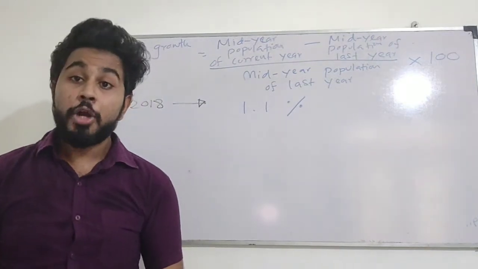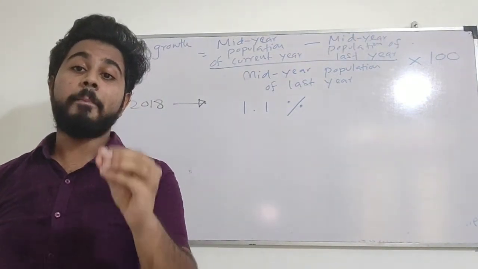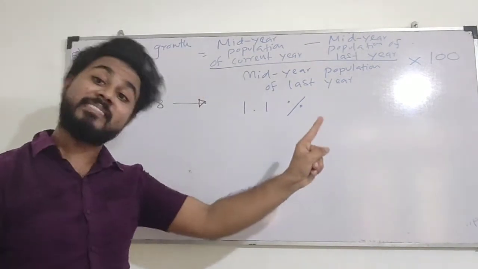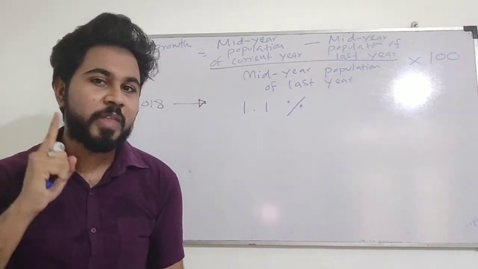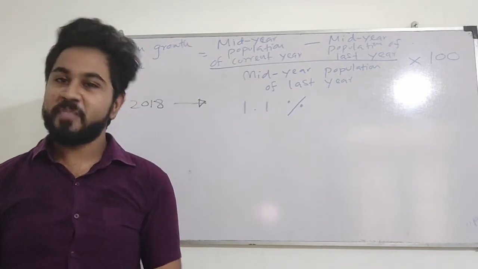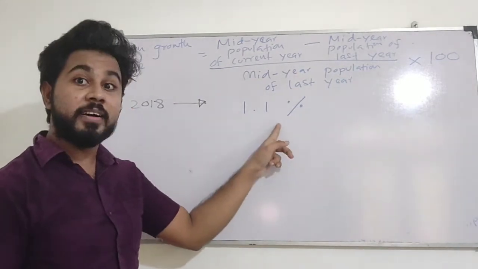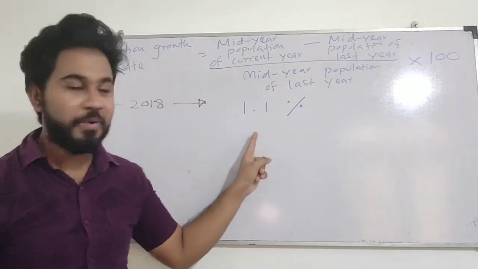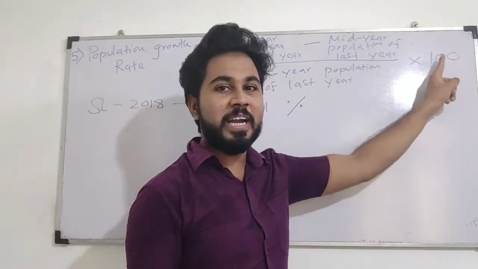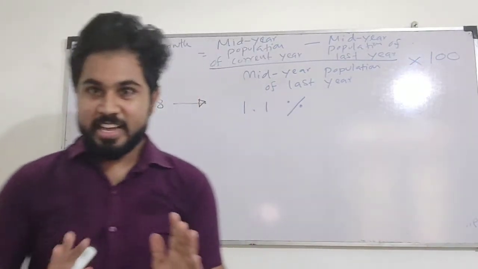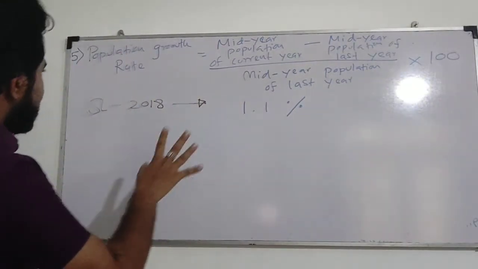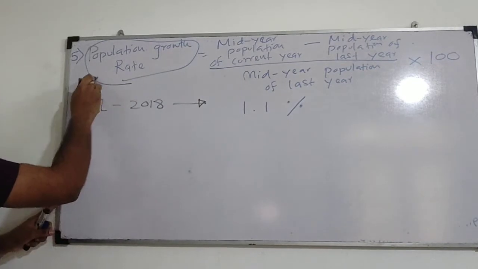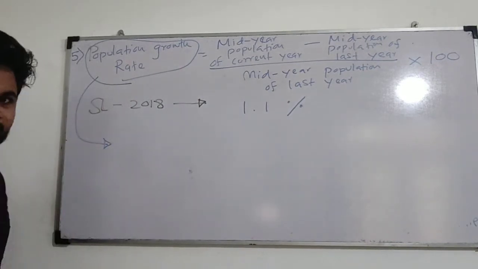That means the 2018 population has grown by 1.1 percent when compared to 2017. Clear? This is not given per 1,000 persons. This is just a percentage value, because we have multiplied this by 100. Clear? Right. And this population growth rate can be calculated in another way.